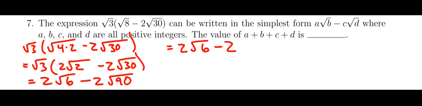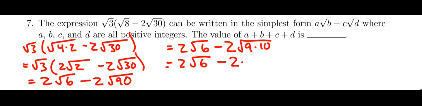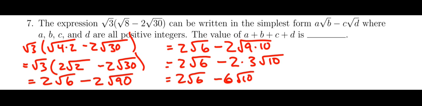I recognize in 90 that now it does have a nice perfect square factor there. That's going to be 9 times 10. And so I can take out, there's nothing I can do with the 2 root 6, that's done. But I can take out of that second term there, that square root of 9, which will be 3, and I've still got that square root of 10. So this becomes 2 root 6 minus 6 root 10.